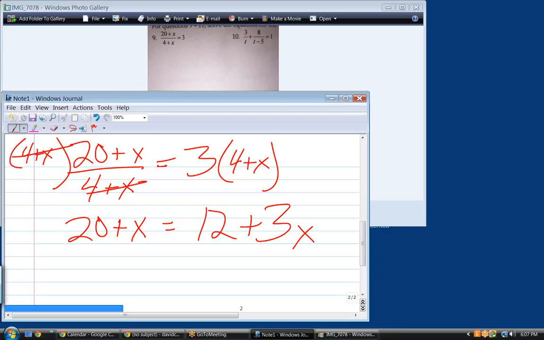Okay, now what's the next? In other words, now I've gotten rid of all the denominators, and it's just a question of gathering like terms. So you want to get all the terms with x on one side, and the numbers on the other. Subtract x from both sides and 12 from both sides. What does that leave you with? That'd be 8 equals 2x, so x would equal 4. That's it.